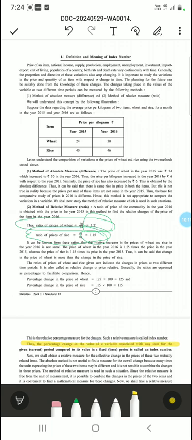Which is associated with any item. Here the item is wheat or rice. If you take the example of wheat first, you are comparing the price of wheat for the current period and the base period. Here the current period is 2016 and the base period is 2015, right? So you are comparing the 2016 price with the 2015 price. That comparison is called an index number.